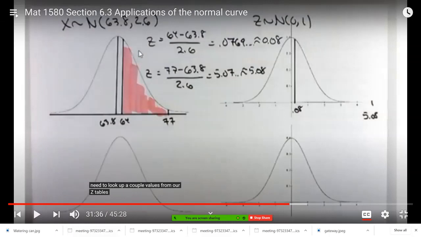Now your tables only go down to the nearest hundredth. So that's why you'd have to round things to the nearest hundredth. And then you'd have to look it up in the tables.